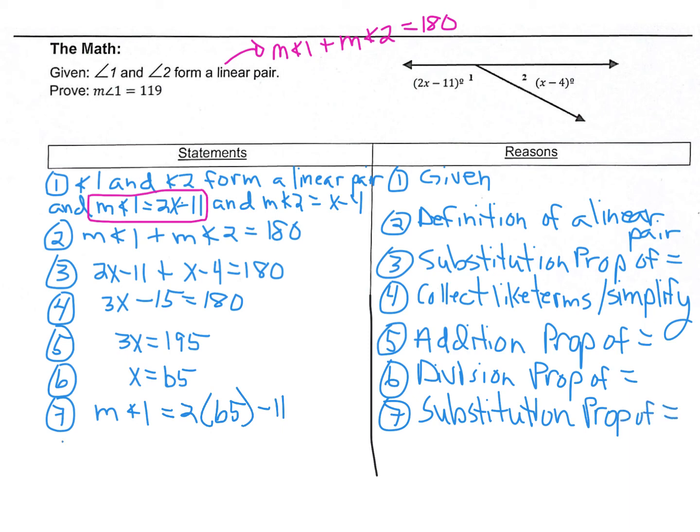Okay, and then finally, you're going to simplify all that, and lo and behold, you get the measure of angle 1 is indeed equal to 119. And your reason for that is just simplify. We're not collecting like terms this time, so you can't use that as a reason. We are purely just simplifying 2 times 65 and then minus 11. And then you are done. All right, let's look at the next one.